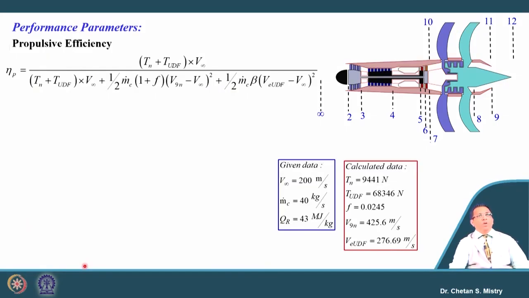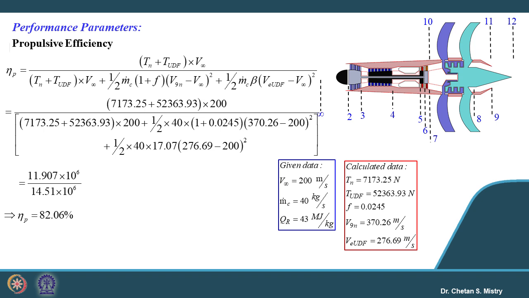Now, once we have all this information, we will try to calculate the propulsive efficiency. If you recall, in the last lecture we discussed that we are interested in the total thrust. That is why it is the thrust generated by the core engine plus the thrust generated by the unducted fan. In the denominator we have this thrust value plus this kinetic energy value.